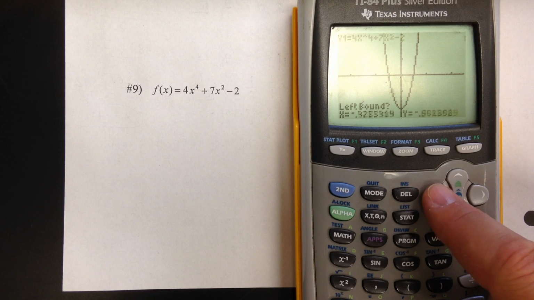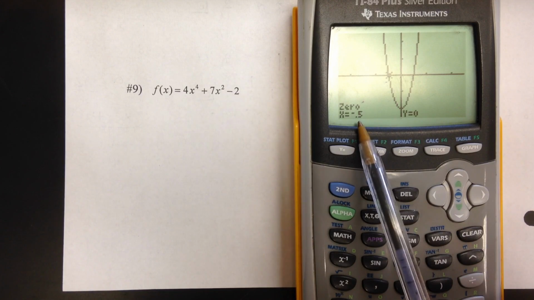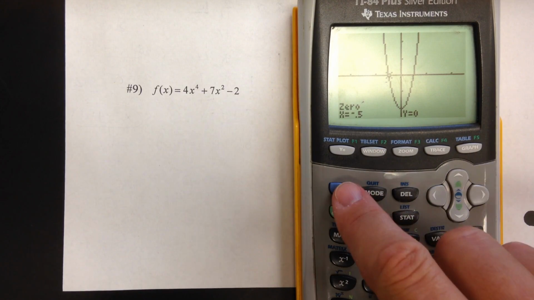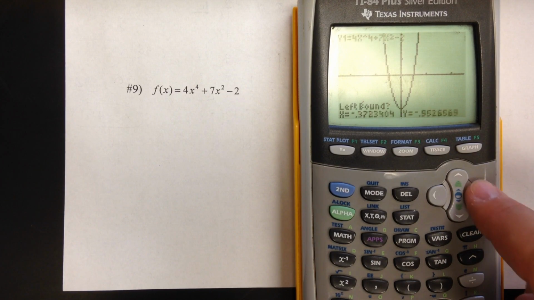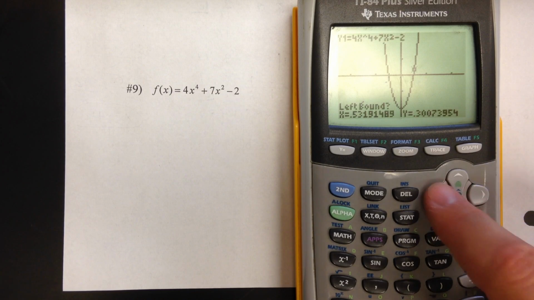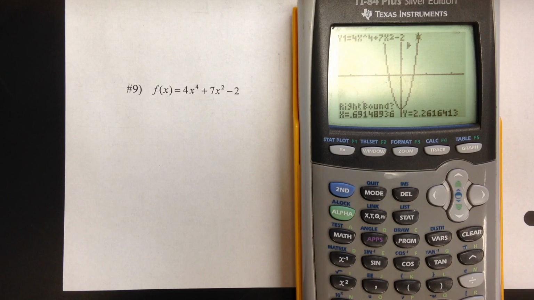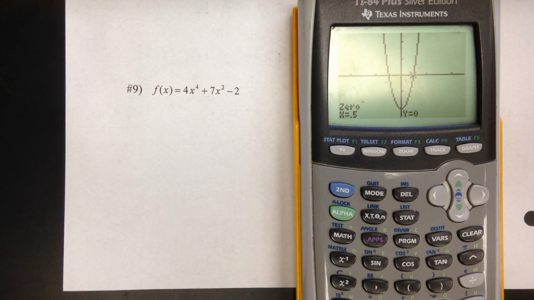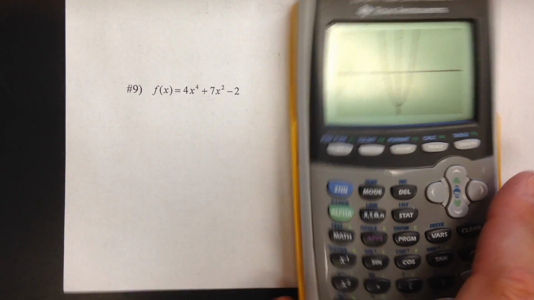If I want to find the 0 on the left, left bound, right bound, enter. So there's -0.5. Okay, so that it is -0.5. Let me do the same thing for the 0 on the right. So I come over to the 0, left bound, I go left a few spaces, enter. Okay, right bound, I go right a few spaces, enter. I don't need to guess. So -0.5 and +0.5. So there's 2 answers right away.